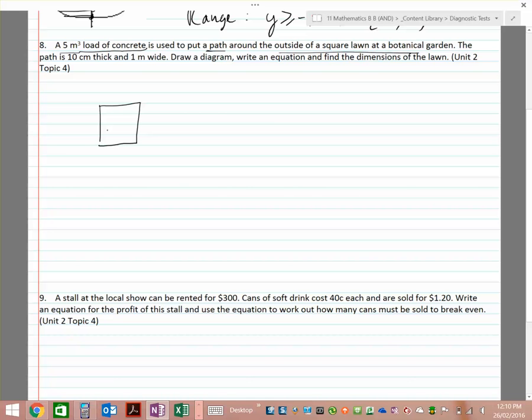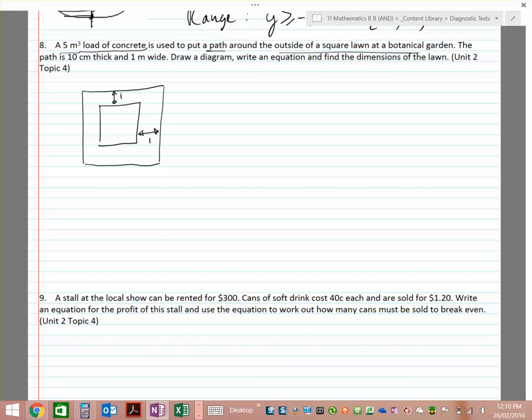And I'm not sure exactly what this path looks like at the moment, so I'll continue reading. The path is 10 centimetres thick and 1 metre wide. So around this path should be another square, and this width here is 1 metre. So this is just looking like top view. You're in a helicopter looking on top of the garden and the path.